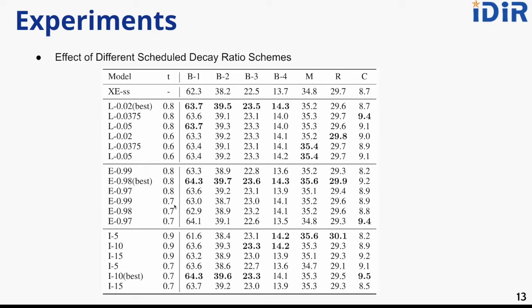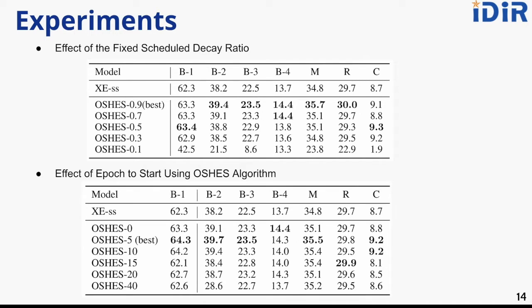And we also explore the effect of the different scheduled decay ratio schemes. Here we set different T and different K. We performed a bunch of experiments to explore which parameter setting is the best for the VIST dataset. And then we explored the effect of the fixed scheduled decay ratio, and we find that setting 0.9 is the best, and we also find when to start using the OSHIS algorithm. If we begin to use the OSHIS algorithm at the 5th epoch, it will perform the best.